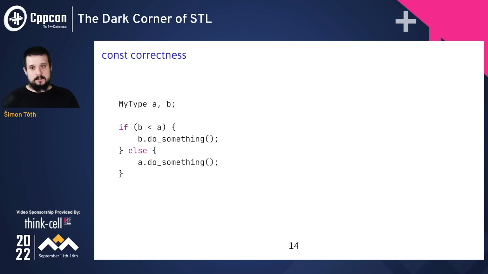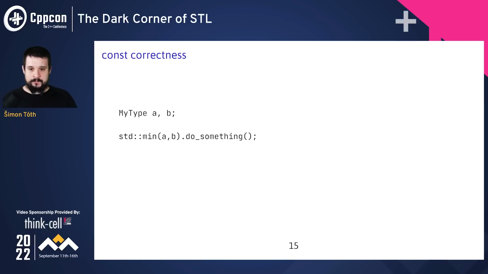And what we are actually doing here very fundamentally is we are figuring out which of these 2 variables is the minimum, and then calling a method on that. Now, that's kind of cumbersome, so it would be very nice if we could do this. And we technically can. The only limitation really is that do something needs to be a const method. Well, why? It needs to be a const method because standard min returns const reference.